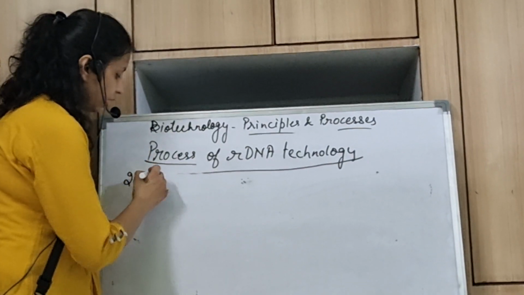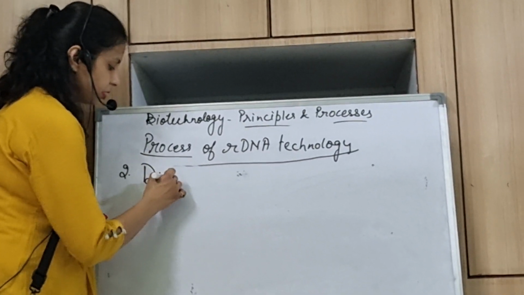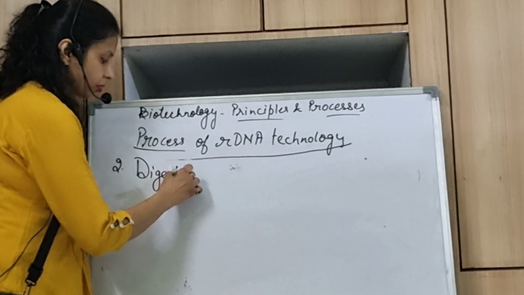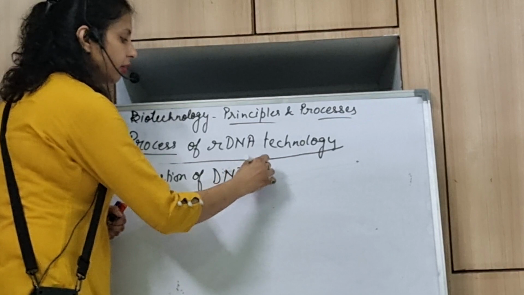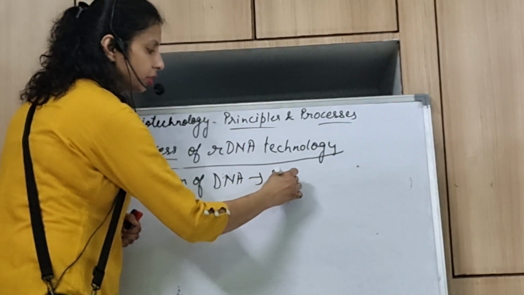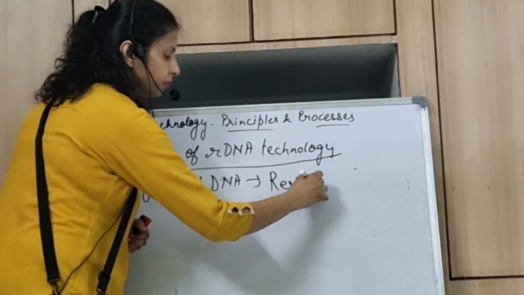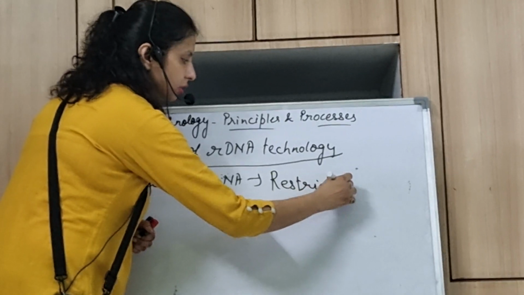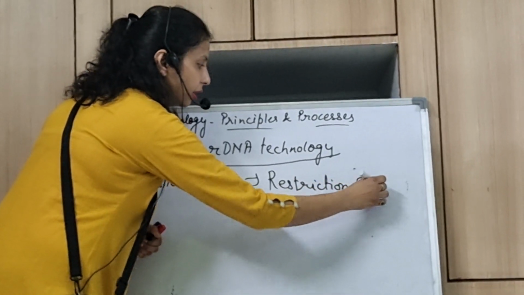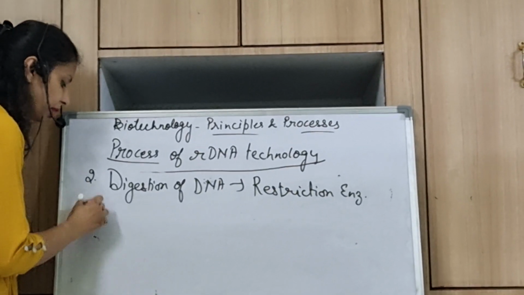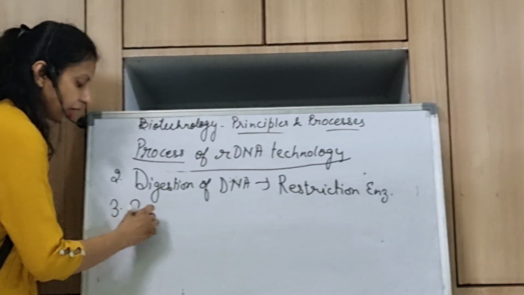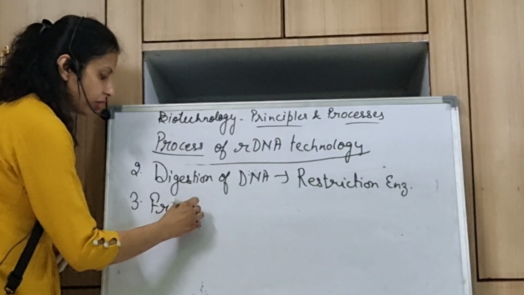So after isolation, the next step is digestion of DNA, and digestion of DNA will be done using restriction enzyme. Restriction enzyme, which will cut DNA into pieces. Then the third step is making fragments of DNA. That means fragmentation.